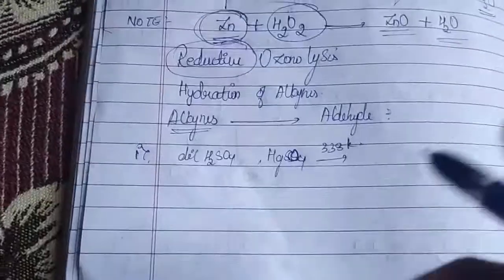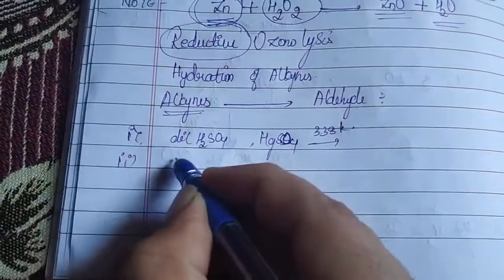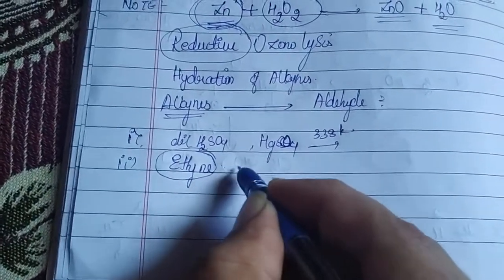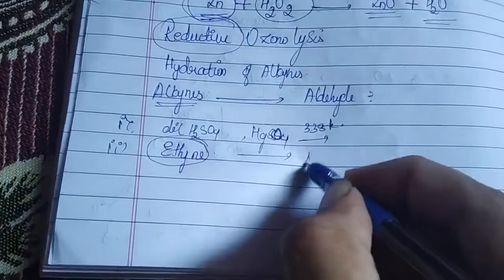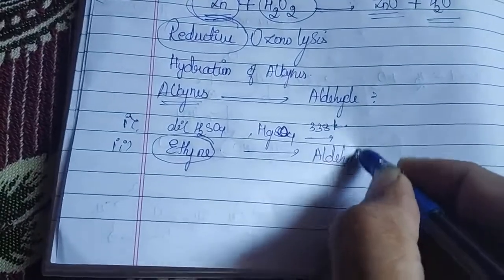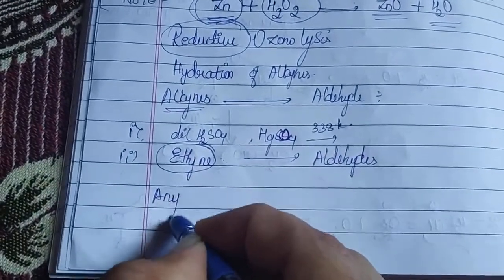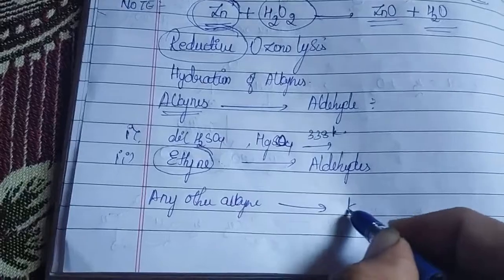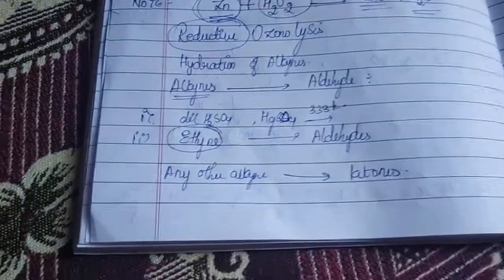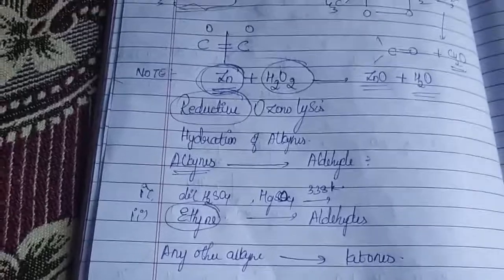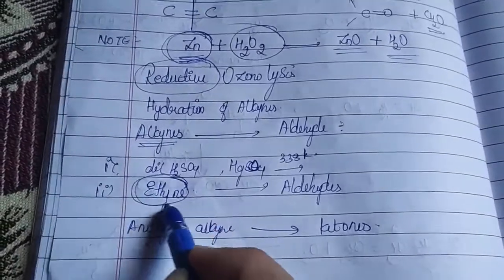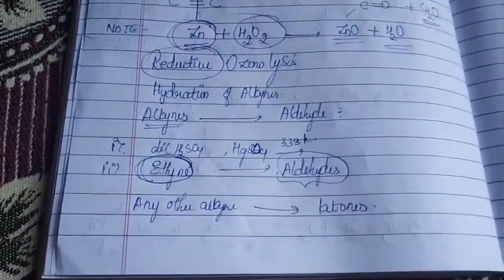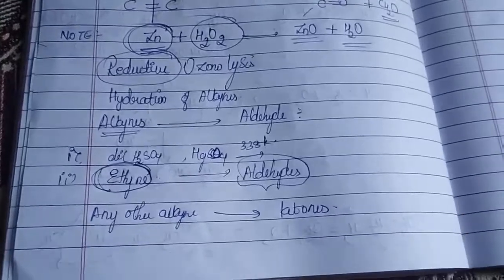When you are carrying out this process, of course, you are going to get your aldehydes and ketones. One important point I would like to mention: whenever we are using ethyne, only in this structure itself we are going to get what? An aldehyde. Any other alkyne you choose in this process will give you ketones. A very important noteworthy point: only hydration of ethyne gives an aldehyde. If you use any other alkyne, you will get ketones.